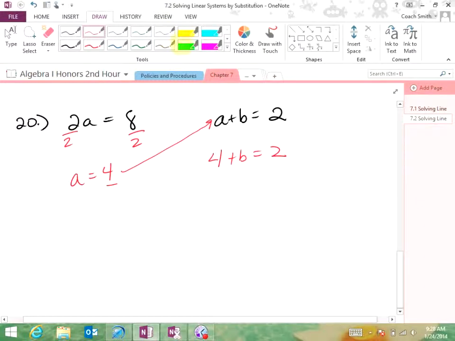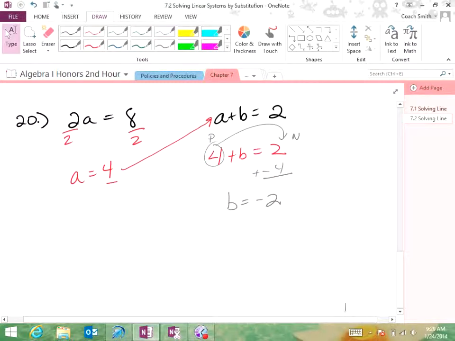Now, we take the 4 over here, it's positive here, becomes a negative there. So that's negative 4. That means b is equal to negative 2, because 2 plus negative 4 is negative 2. So there's your b.